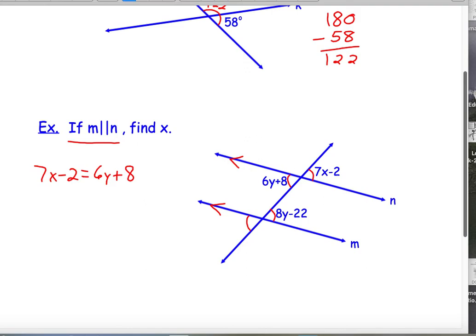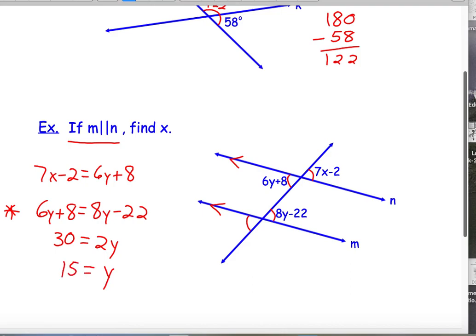So maybe I don't want to do that one. I could also say 6y plus 8 equals 8y minus 22. Well, I can solve that one because they both have y's in them. And then I also could have said the corresponding angles are congruent. But once again, one has an x and the other has a y, so I probably don't want that either. So this is the one I'm going to use, and when I solve this, I'm going to get y is equal to 15.